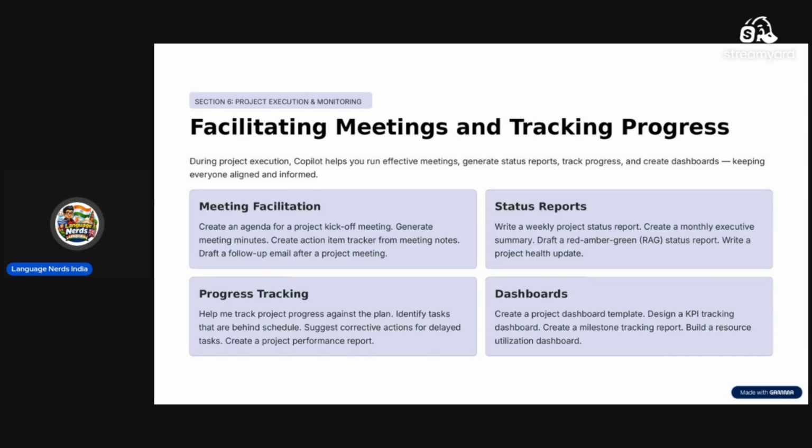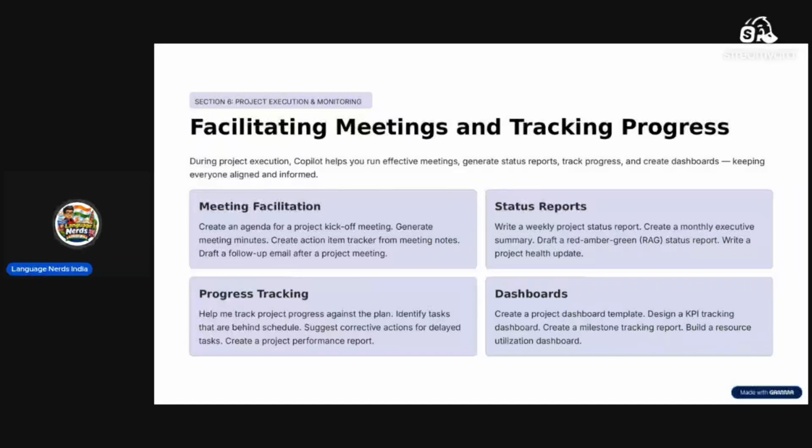Facilitating meetings and tracking progress. Now, during project execution, Copilot helps you run effective meetings, generate status reports, track progress, and create dashboards, keeping everyone aligned and informed. Now, let's look at prompts here. For meeting facilitation, you could write, create an agenda for a project kickoff meeting, generate meeting minutes, create an action items tracker for meeting notes, draft a follow-up email after a project meeting.